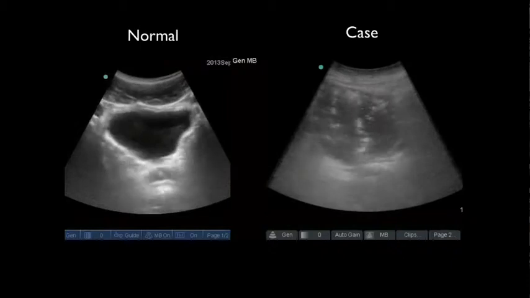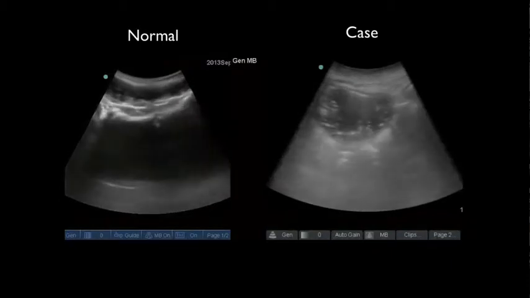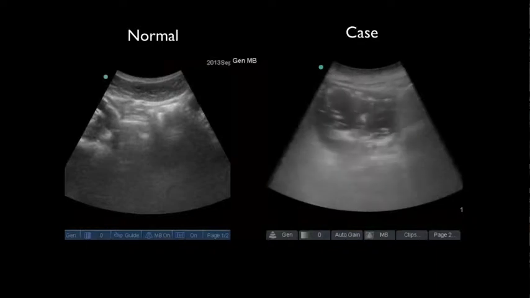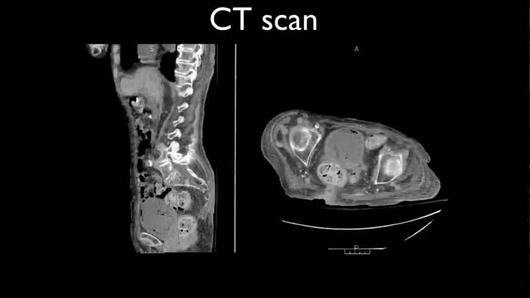I just wanted to demonstrate side by side. On the left side of the screen is a normal bladder, on the right side of the screen is how the bladder appeared in this case, and you can clearly see that these speckles look abnormal.